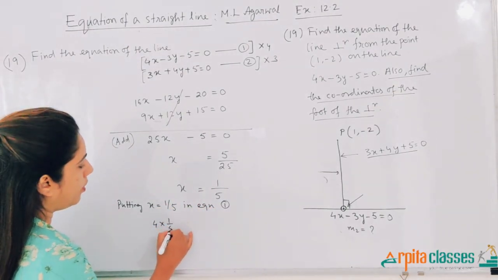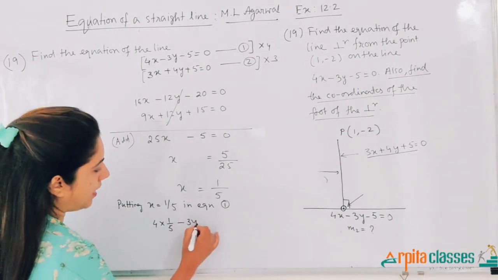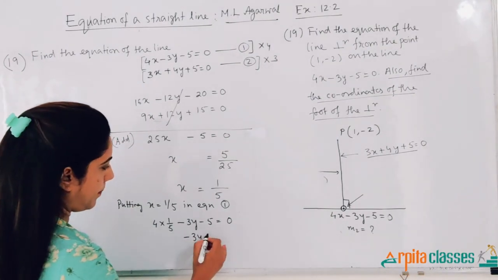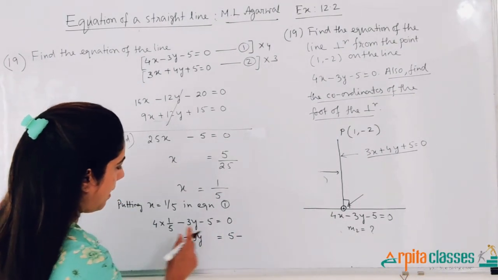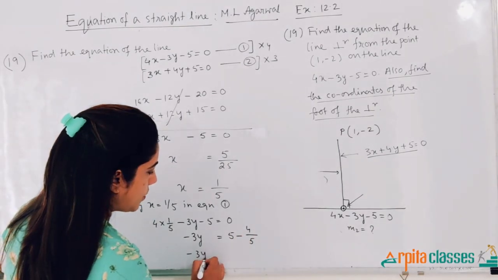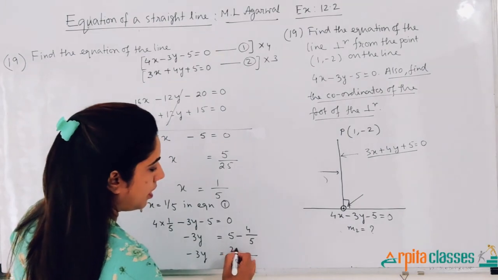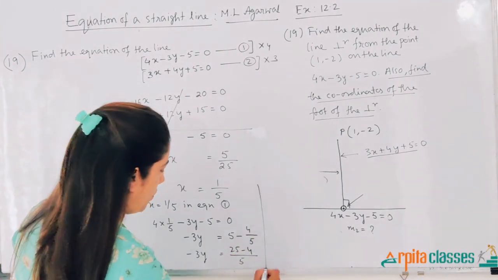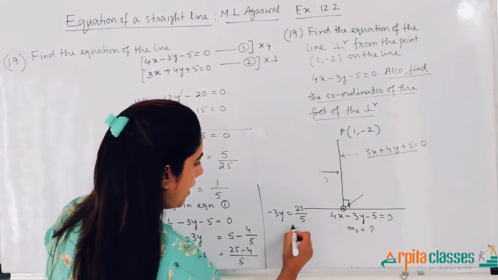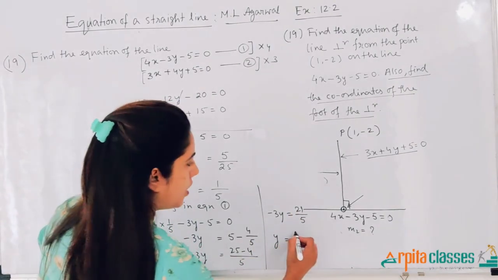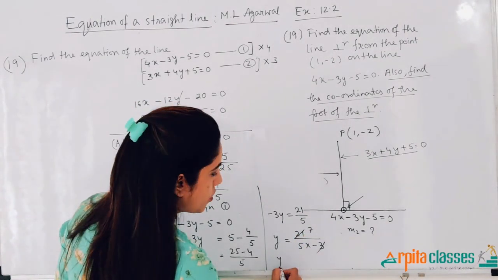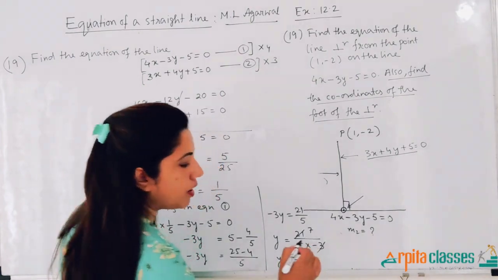4 into 1 upon 5 minus 3y minus 5 is equal to 0. So minus 3y is equal to 5 minus, this will go that side, 4 upon 5. So minus 3y is, 5 is the LCM, 25 minus 4, so I am getting 21 upon 5, or y is equal to 21 upon 5 into minus 1 upon 3. This will get cancelled. So y I get as minus 7 upon 5.